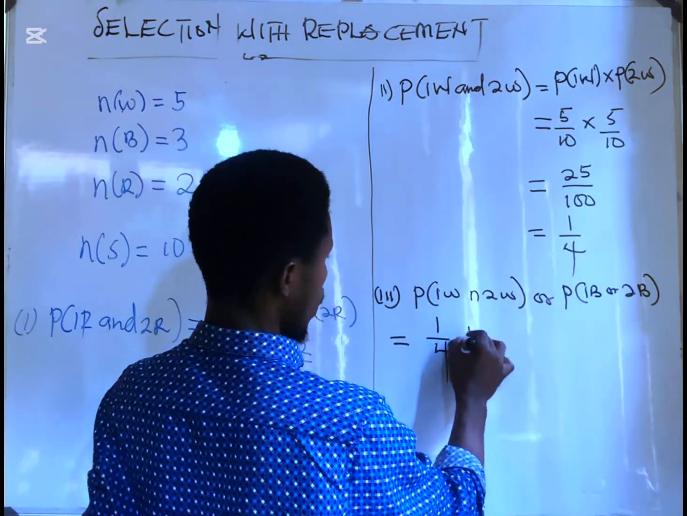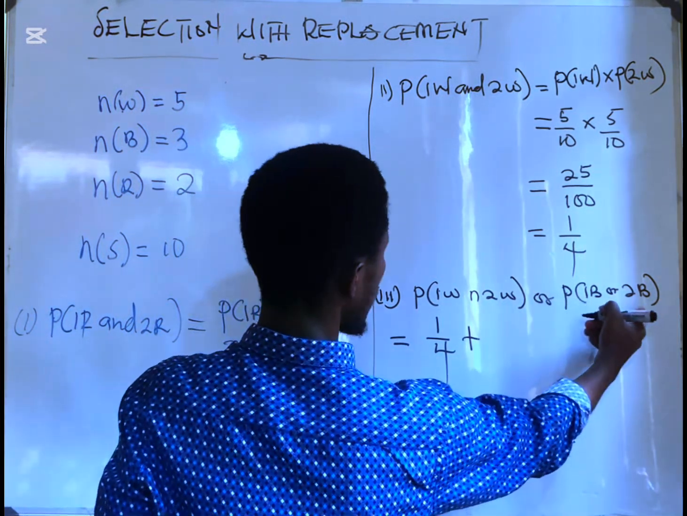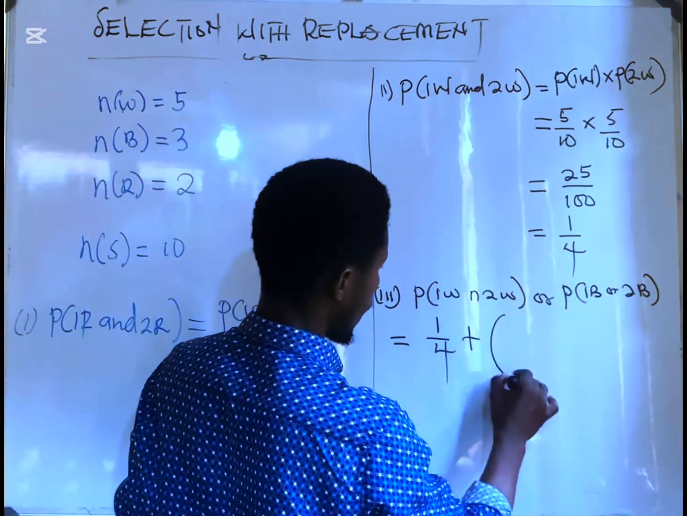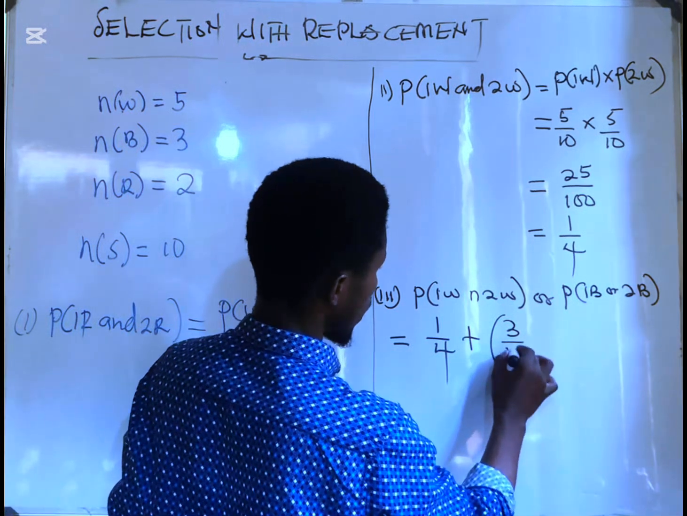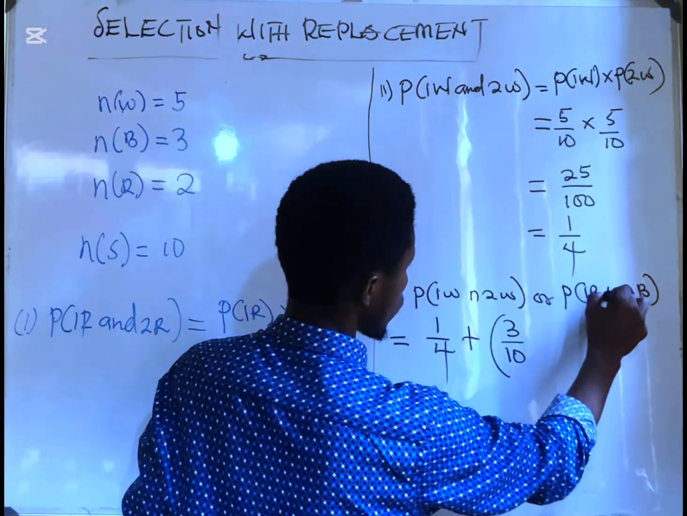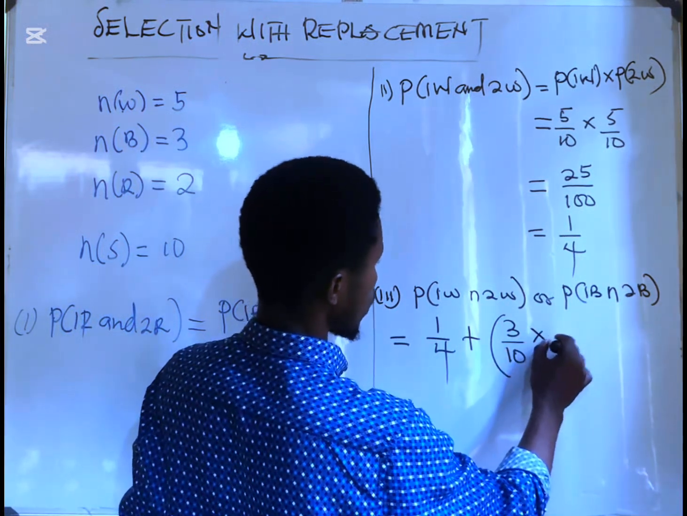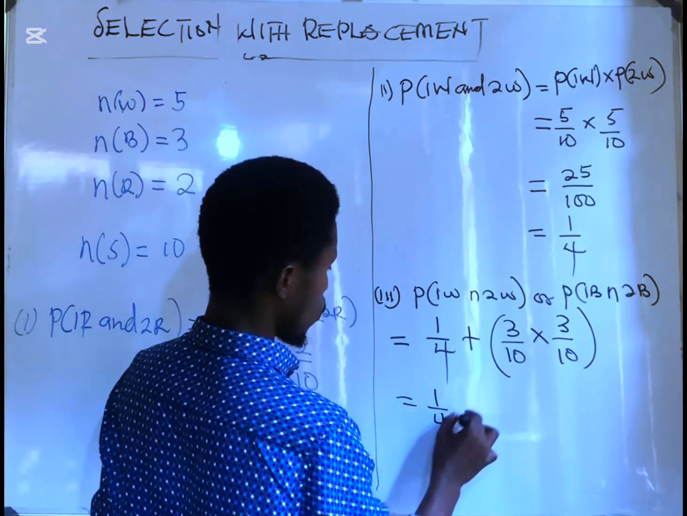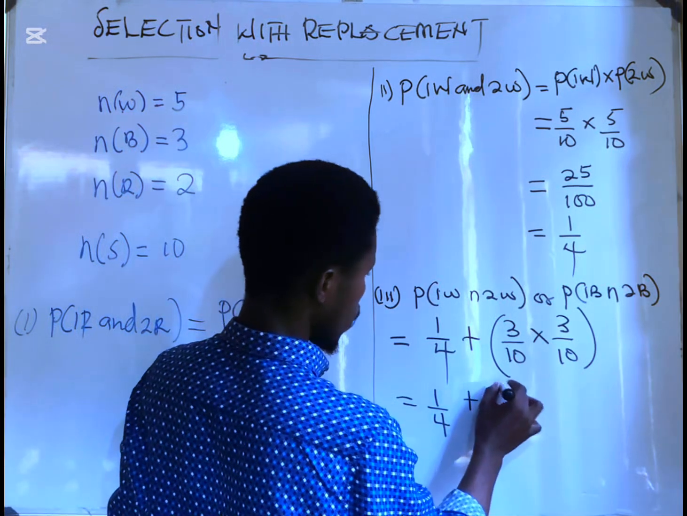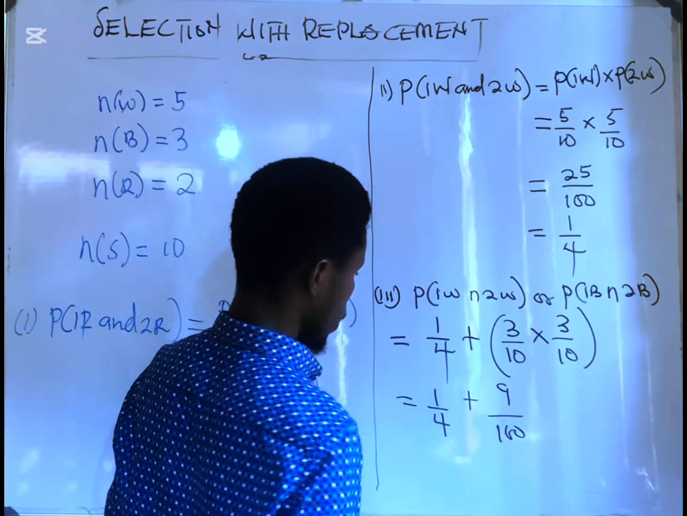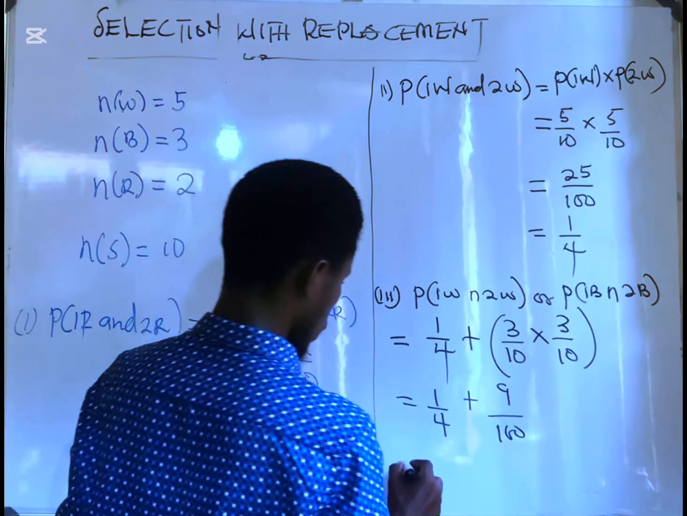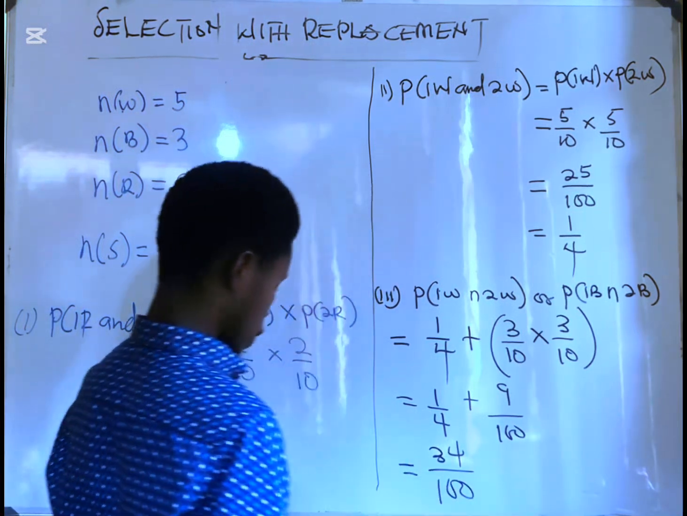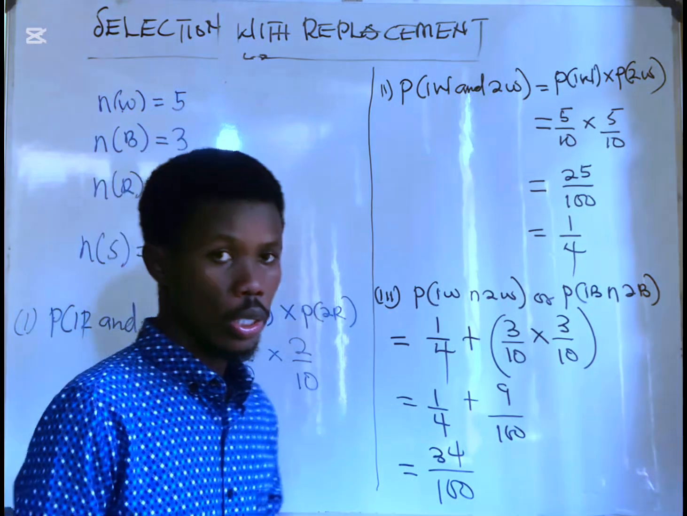All means plus, so plus. First to be black, second to be black, that one I have not done that. So black is 3, so you are going to have 3 over 10. This one is intersection, okay? Times 3 over 10. So 1 over 4 plus 9 over 100. And when you do the calculation, you are going to have 34 over 100. So this is the solution to the question.